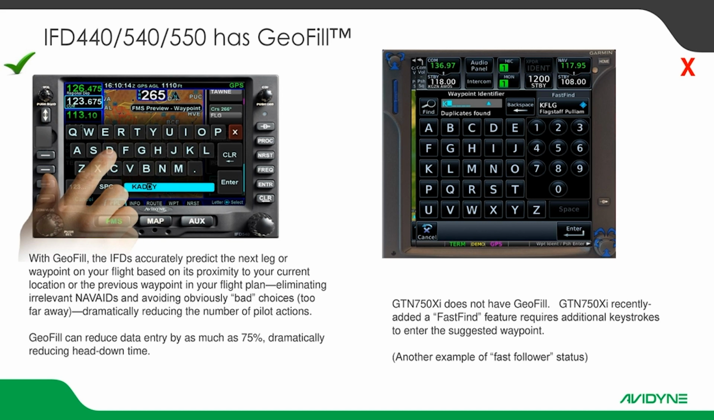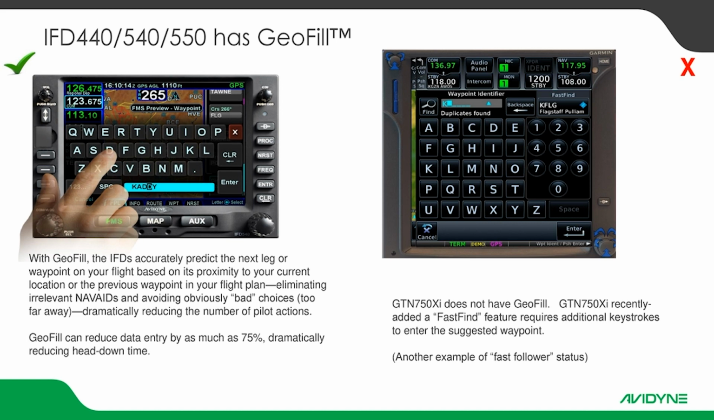Geofill, I talked about it, how we actually invented that concept of looking up waypoints by geography rather than just alphabetical in the database. It makes sense. It guesses right virtually every time, and it saves a significant number of keystrokes and clicks, 75 to 80, 90%. The GTNs didn't have geofill. They added it in a software release right before the GTN XI came out. Is that the XI or the G? Anyway, so it's just another example.